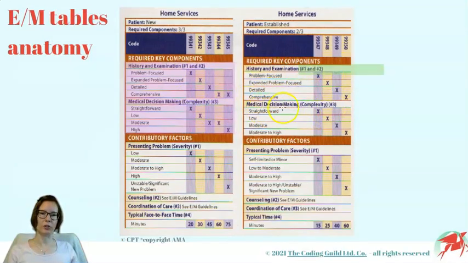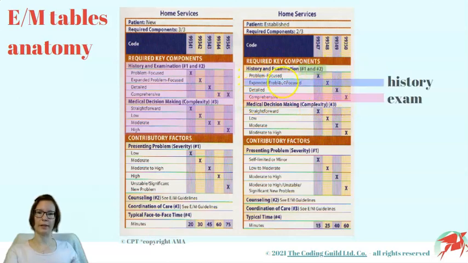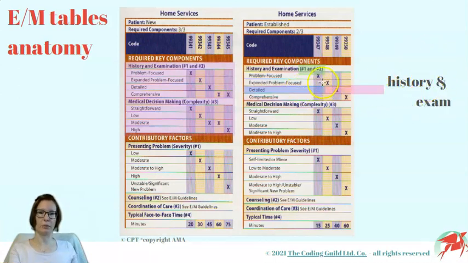The first section here is shared by the history and examination elements, and here is our clue. Number 1 and number 2 out of the 3 key components are to be coded from here. For example, if we have an expanded problem-focused history and a comprehensive exam, we will select these 2 rows within the same section on top of the required key components, one for the history and one for the exam. Here they are at different levels, but sometimes they can be the same.